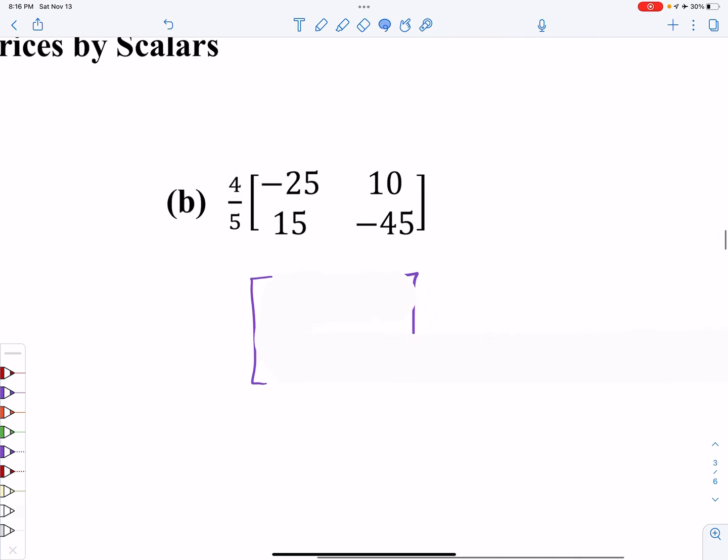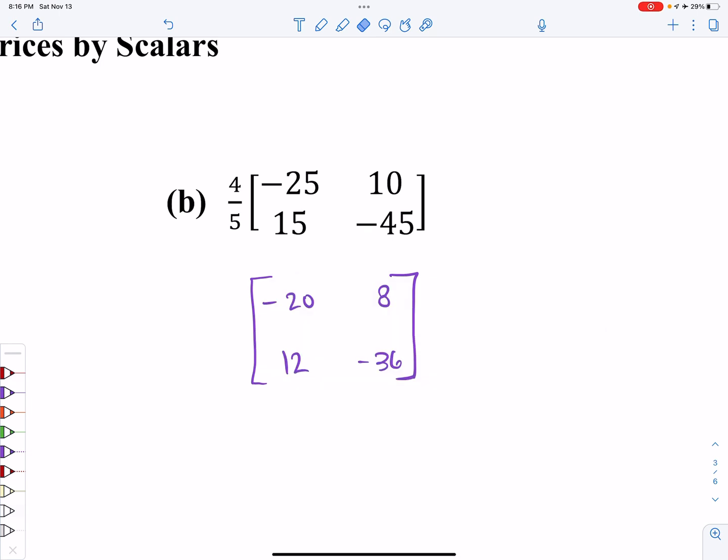For part B, this time we're multiplying something a little bit more challenging. We're multiplying a fraction. Think of this, though, simply as each of these numbers, divide them by 5 first, and then multiply by 4. Let me show you what I mean. Take a -25 divided by 5. That's -5. Now take your -5 and multiply by 4, and you're going to get a -20.